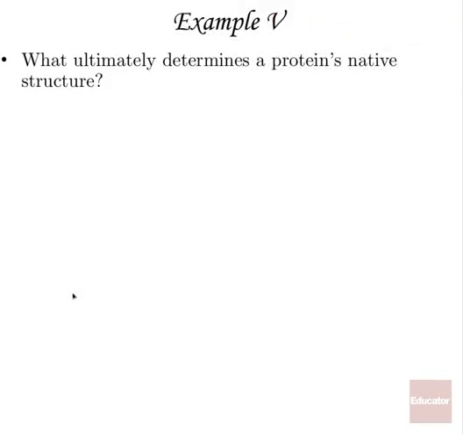So what will ultimately determine a protein's native structure? What do we think? Well, first of all, the protein's linear amino acid sequence is going to determine that. Okay. And what structure is that? What higher level order is that? Primary, tertiary, quaternary, secondary? Okay. Our linear amino acid sequence is primary structure.